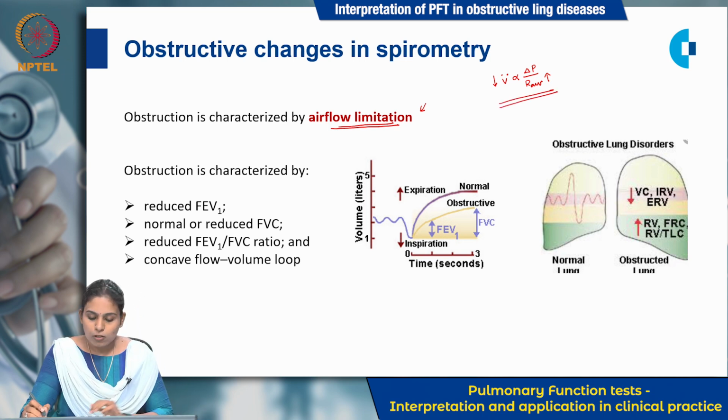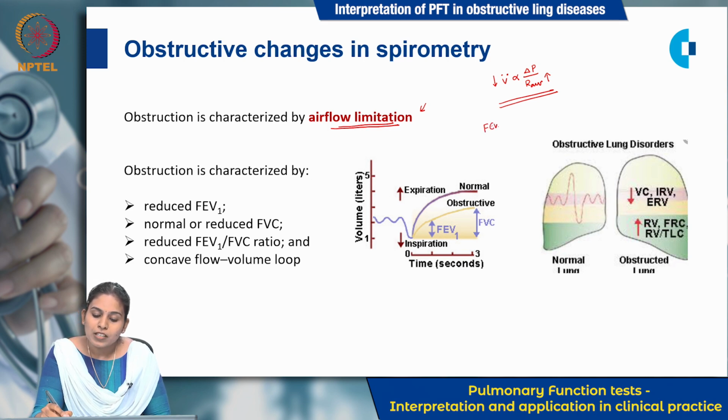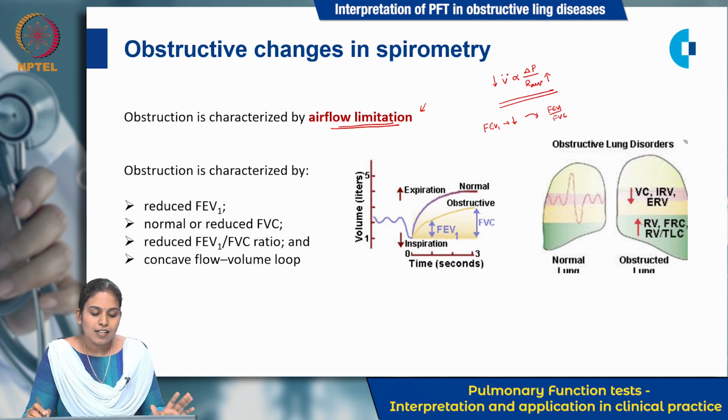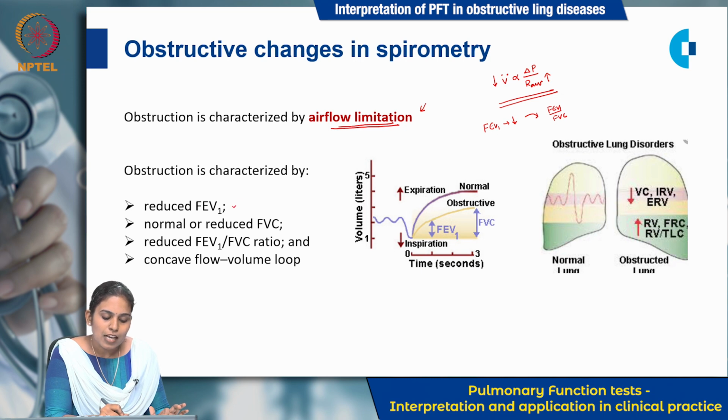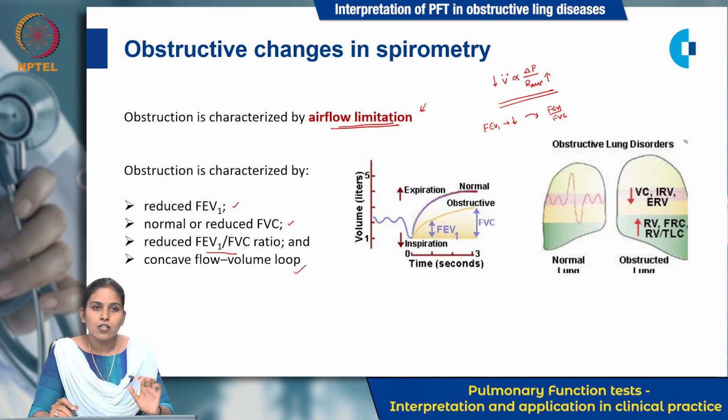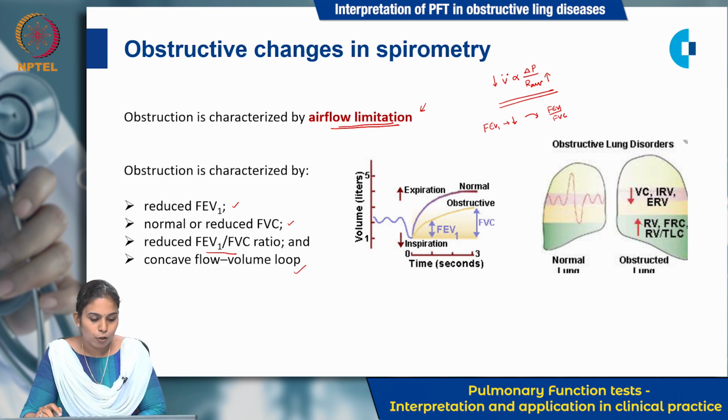Also, your forced expiratory volume in the first second will be affected so much that it has a direct impact on your FEV1 by FVC ratio. Okay, so what are the obstruction characteristics? There will be reduced FEV1, that is forced expiratory volume in the first second. There will be normal or reduced FVC. There will be a reduced FEV1 by FVC ratio, and you will have a concave flow loop. Okay, I'll try to explain this, so don't worry.